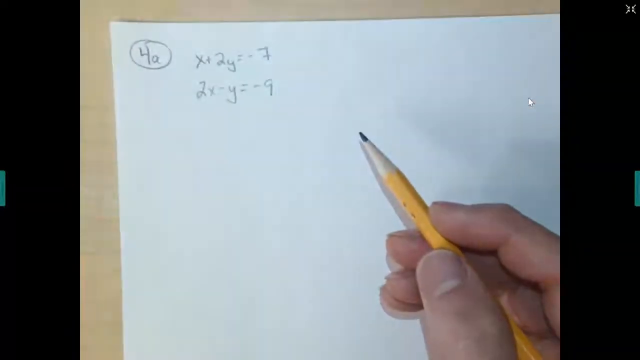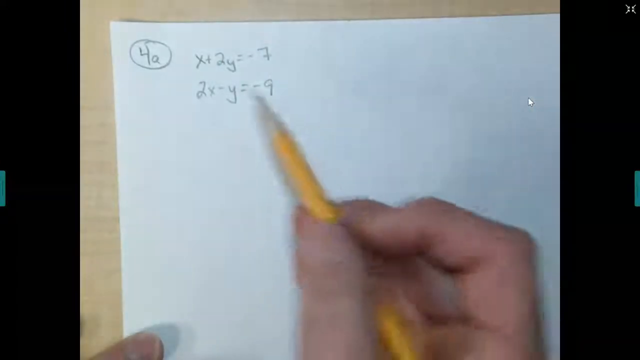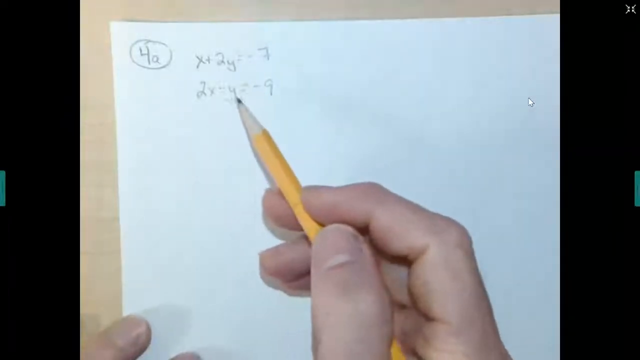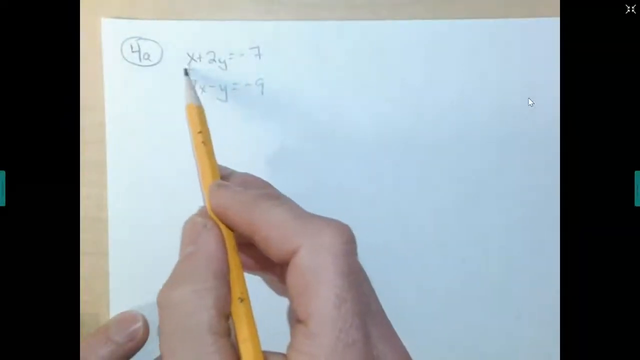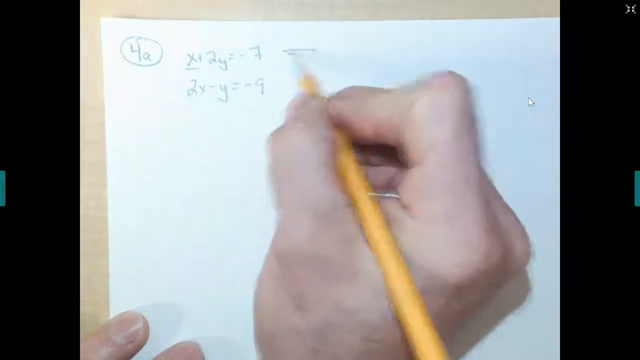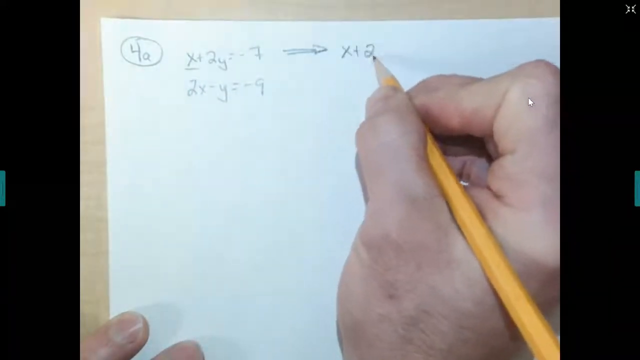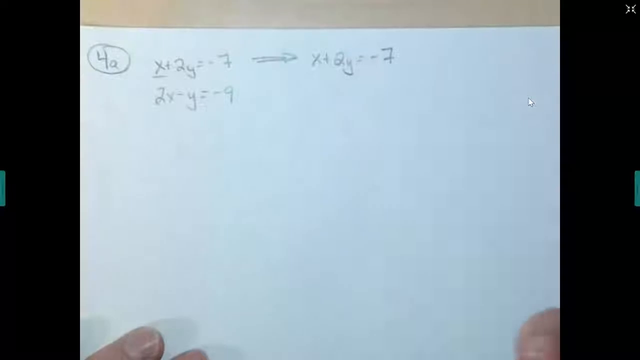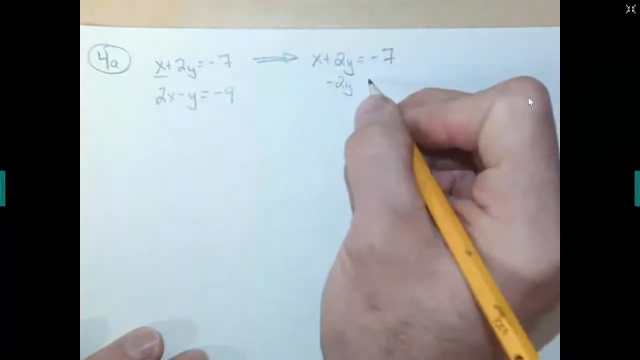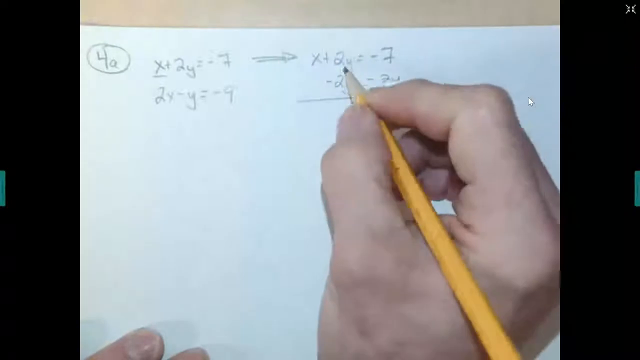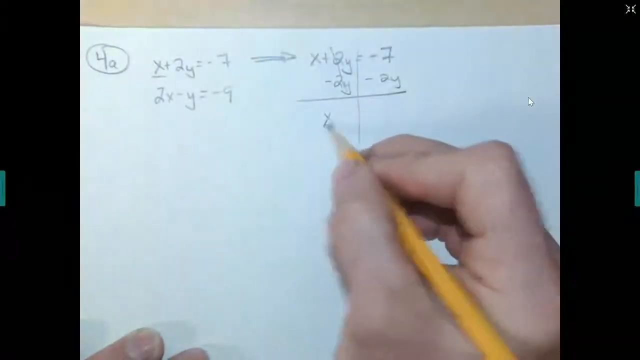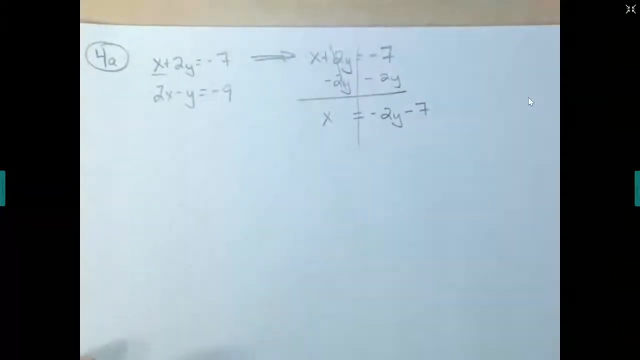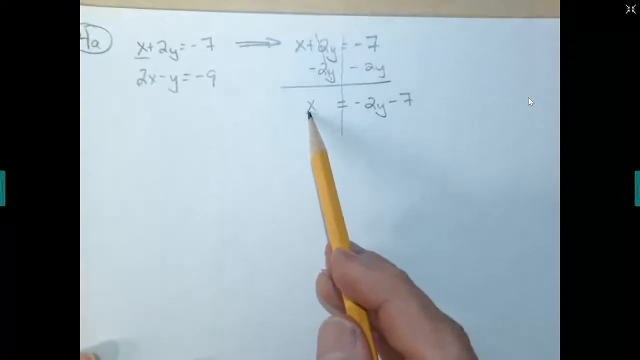What I need to do when I substitute something in is I need to solve for either x or y. And I'm going to pick the one that's the easiest to solve for. So right here we have x by itself. So what I'm going to do with this equation, x plus 2y equals negative 7, is I'm going to solve for x. And solving for x just means making x independent, right? Getting x by itself. So I now have x equals negative 2y minus 7. Okay? So I just solve for x. X equals this.